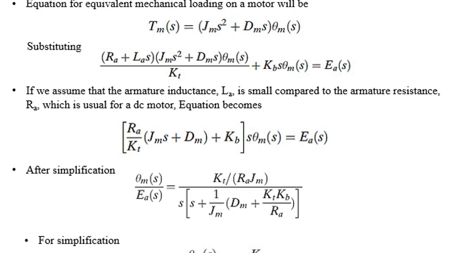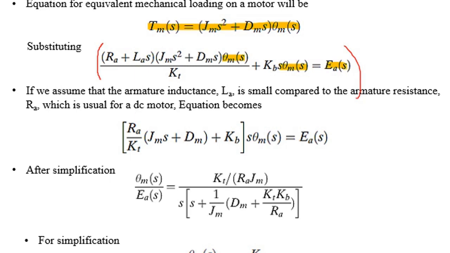Students, here we have the equation of motion for the mechanical part of the system, in which torque is equal to the equivalent inertia of the motor Jm multiplied by s squared, plus the damping constant Dm multiplied by s, times theta m(s). Substituting this in the previous equation, we will get our desired equation whose variables are angular displacement theta m(s) and input voltage Ea(s).